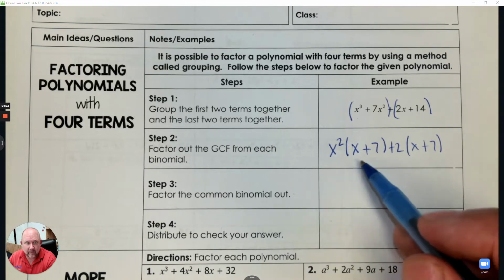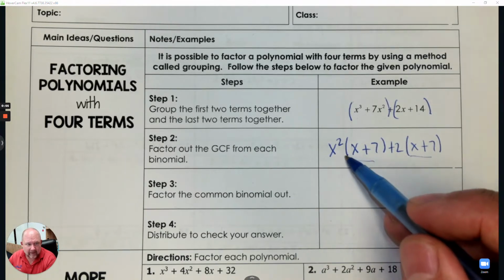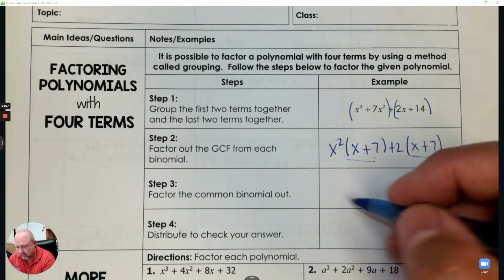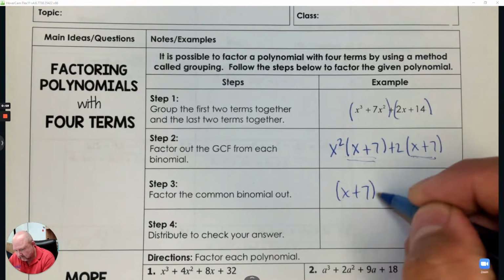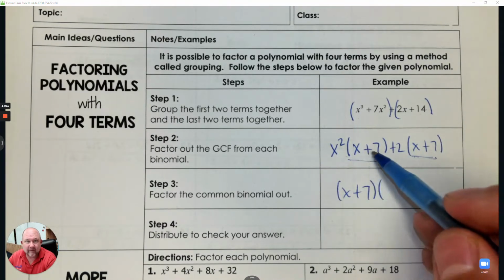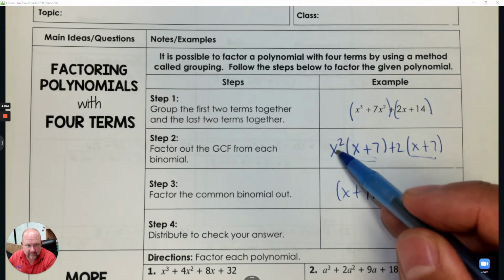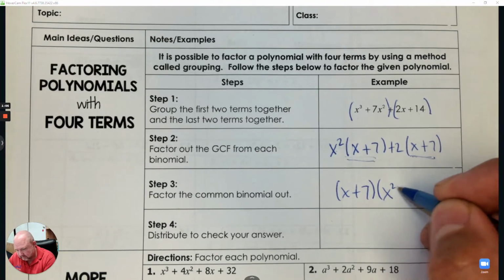Then we factor out the common binomial. So they both have x plus 7 in common. So we factor that out. And then what's left for the second factor is x squared plus 2.